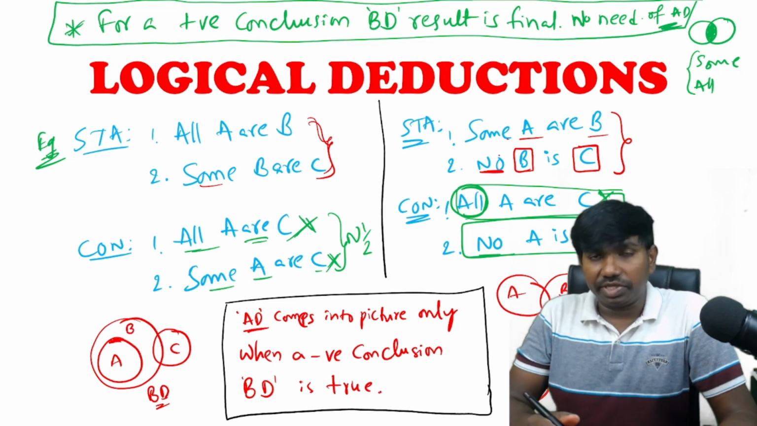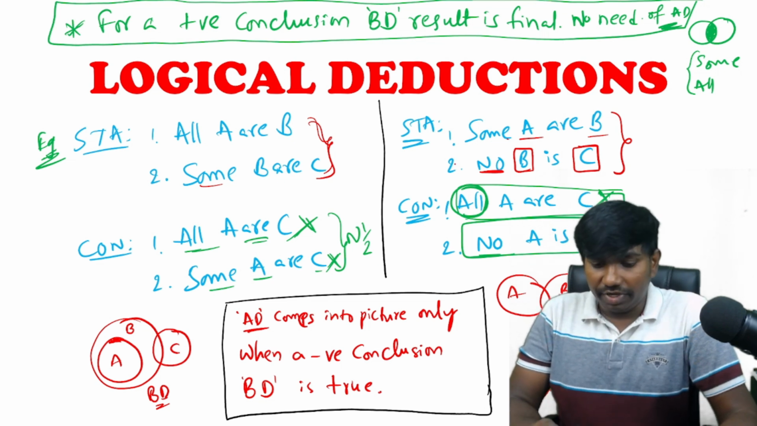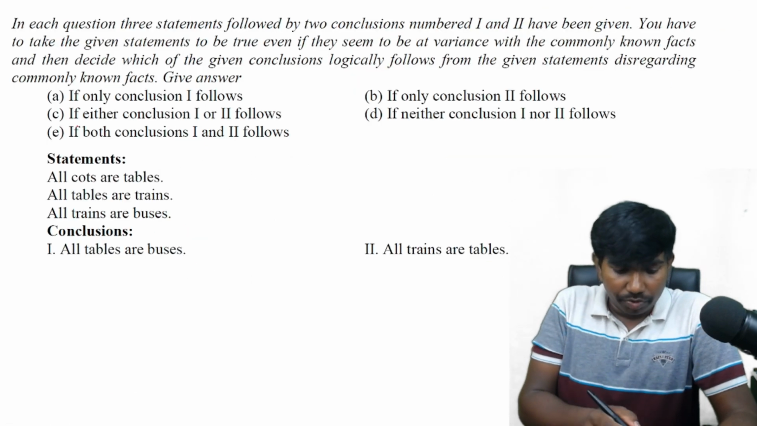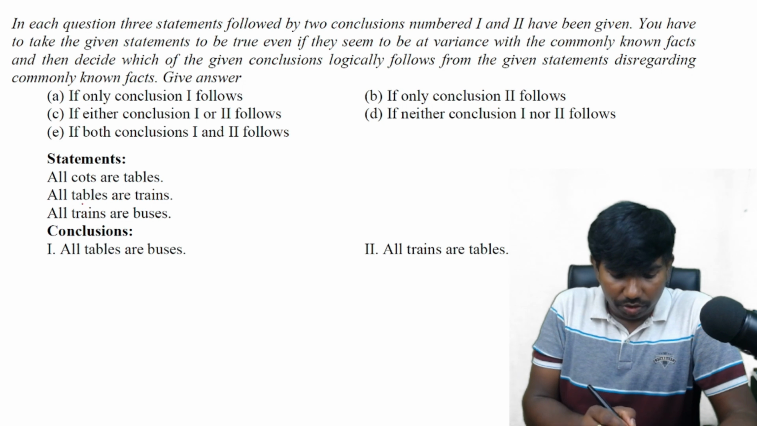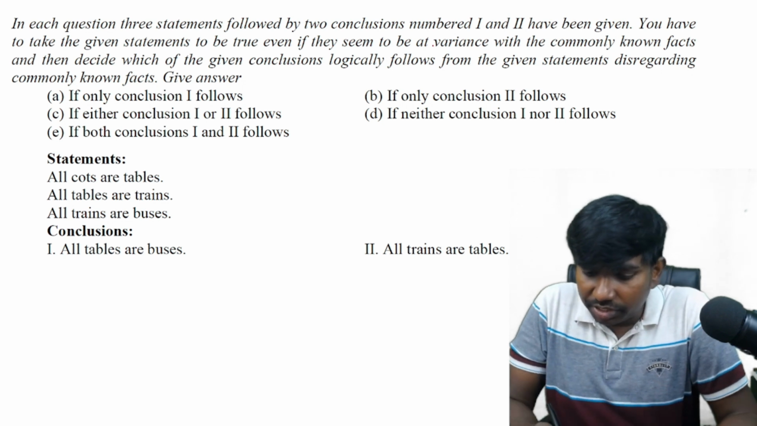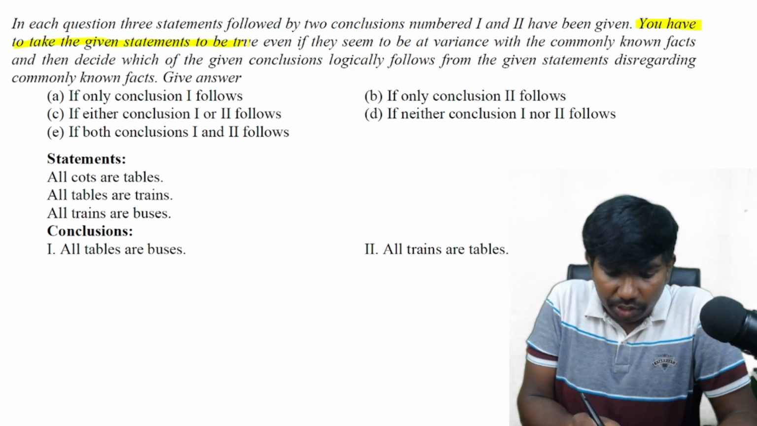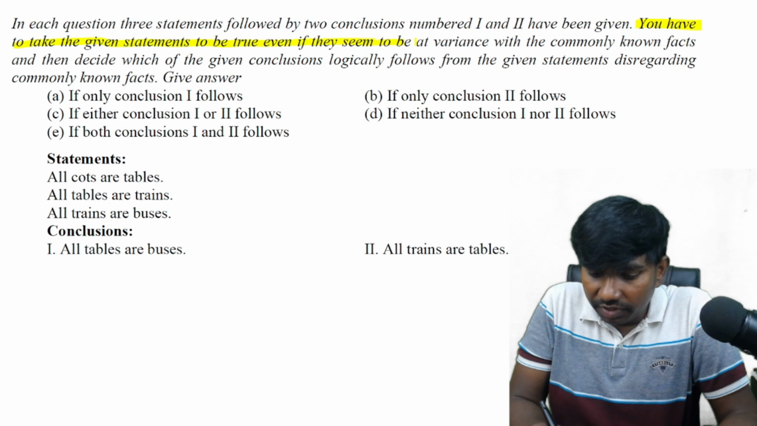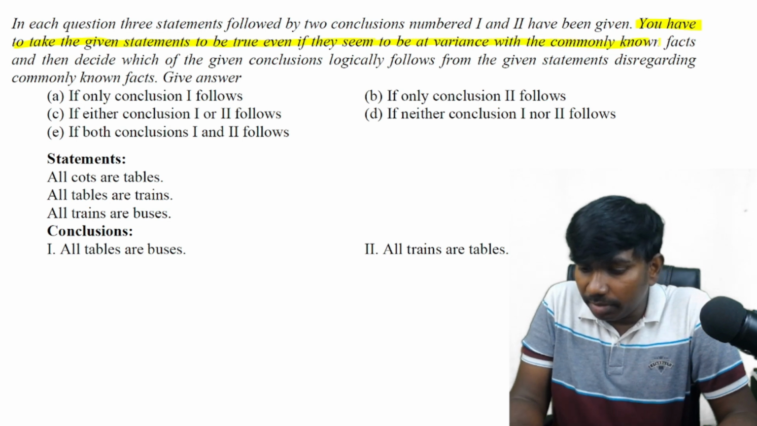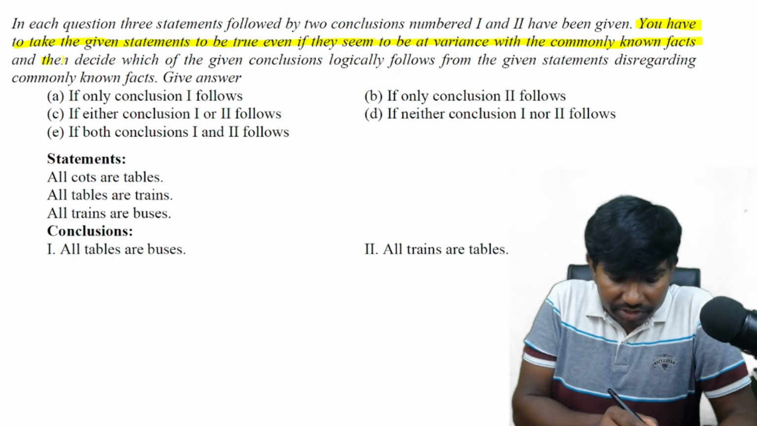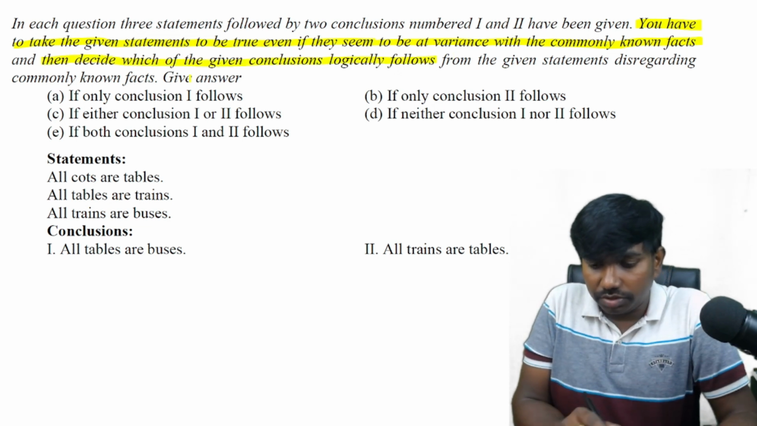So I hope you are clear with these two examples, and no need to worry if it is not understood also, because we are solving the questions from the next slide onwards, and while solving the questions you can observe how I am solving and how I am taking the conclusions. Okay, see, options are given here. You have to pick an option. It is mentioned in the data that you have to take the given statements to be true even if they seem to be at variance with commonly known facts. You have to consider them as true and then decide which of the given conclusions logically follows, right?